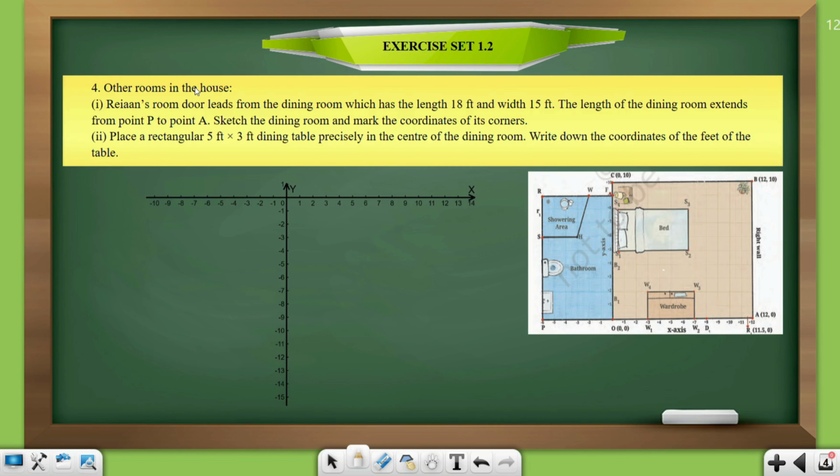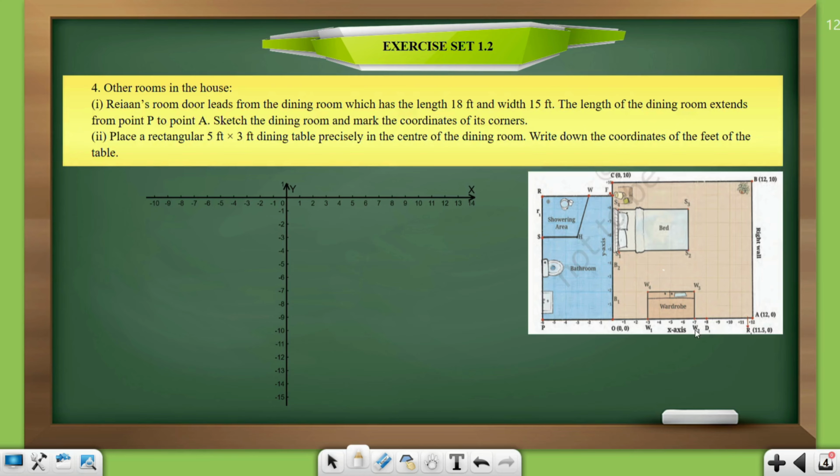In this video, we are going to see the solution for the fourth question of exercise set 1.2. In this question, they are going to discuss other rooms in the house. We have already seen the questions based on the study room and also the bathroom of Ryan's room. In this question, they are trying to say that Ryan's room door leads from the dining room, which has a length of 18 feet and a width of 15 feet.